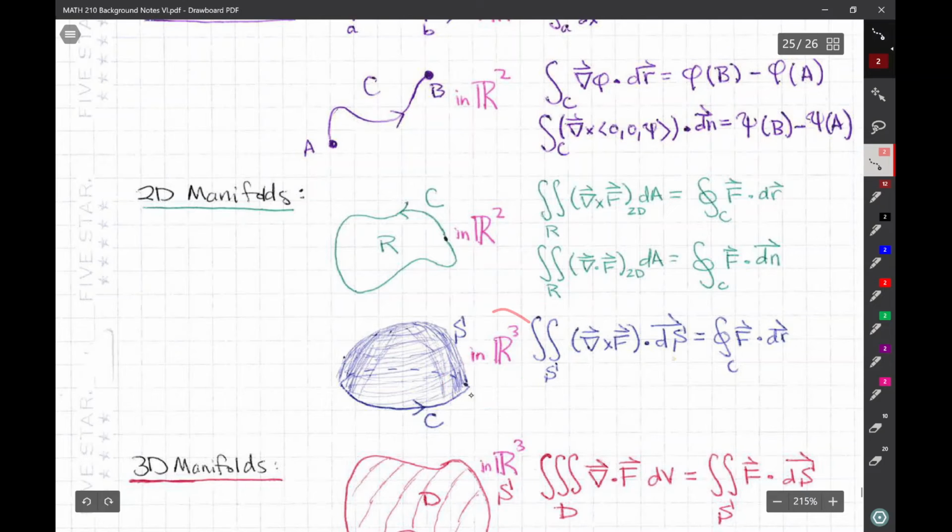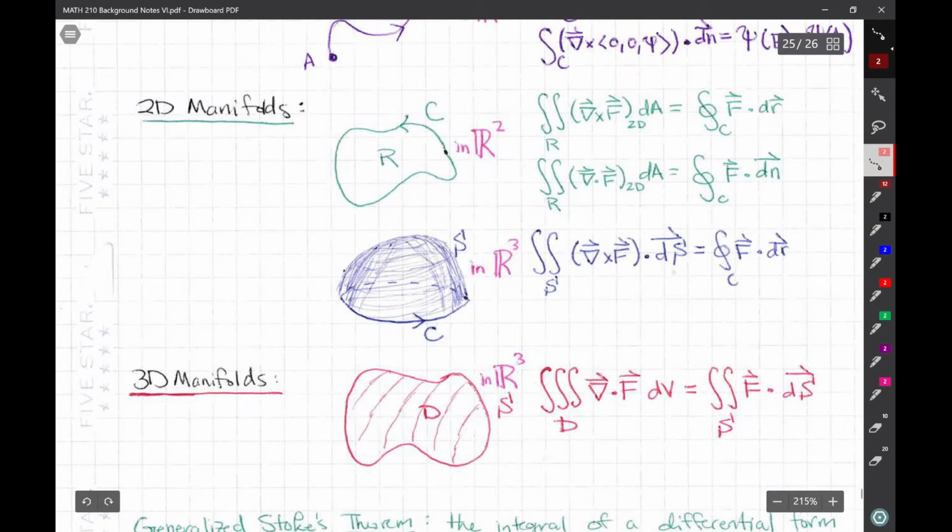Now we went one step further and embedded a 2D manifold, the surface, in R3. And there we got Stokes' theorem, which tells us that a line integral at the boundary C could be traded for the curl dot dS, the flux of the curl across this surface. If you're living in R3, the flux is defined across a surface. In R2, it could be defined across a curve, but in R3, across a surface. And here's then the generalization of Green's theorem.